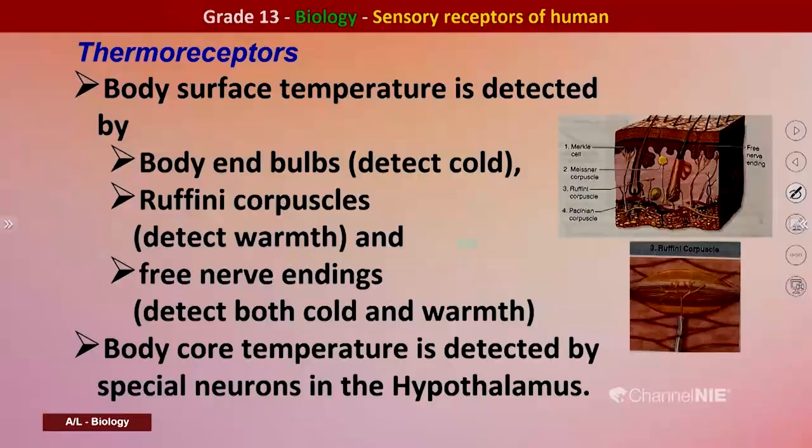Body surface temperature is detected by a number of different types of thermoreceptors. One is called body end bulbs, or Krause end bulbs. In certain books it says Krause end bulbs. That is to detect the cold. Ruffini corpuscles detect warmth, and free nerve endings, as I explained earlier, detect both cold and warmth. Body core temperature is detected by special neurons found in the hypothalamus.